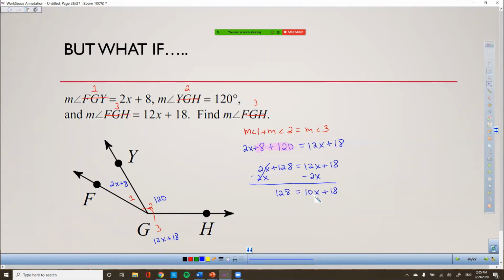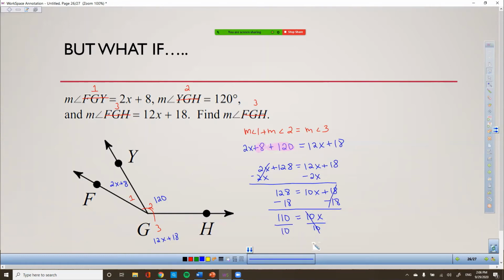So I already put all my letters together. Now I've got to put my numbers and numbers together. Since 128 is by itself, I can't touch it. So the only thing I can move is the 18 to the opposite side. So opposite side, minus 18, minus 18. So now I'm left with 128 minus 18. That gives me a total of 110 equals 10x. And lastly, to leave x by itself, I've got to divide by 10.